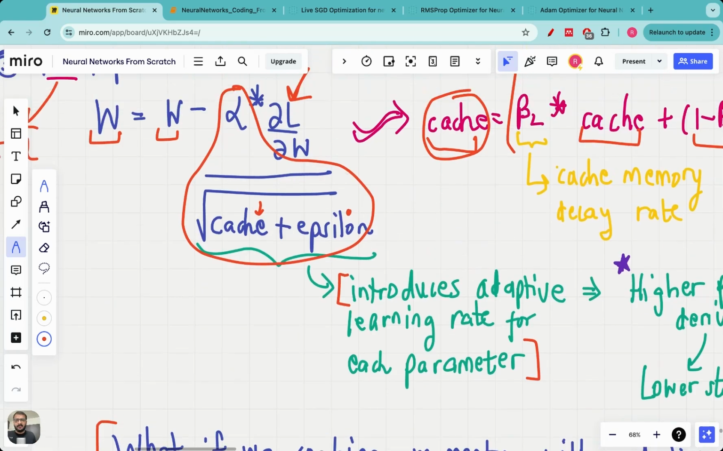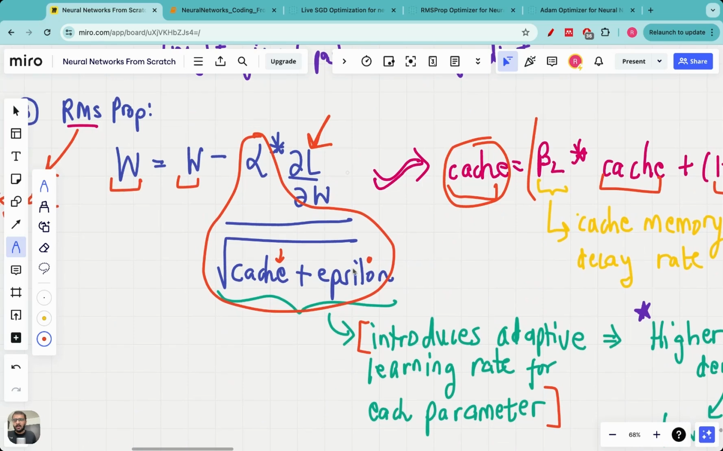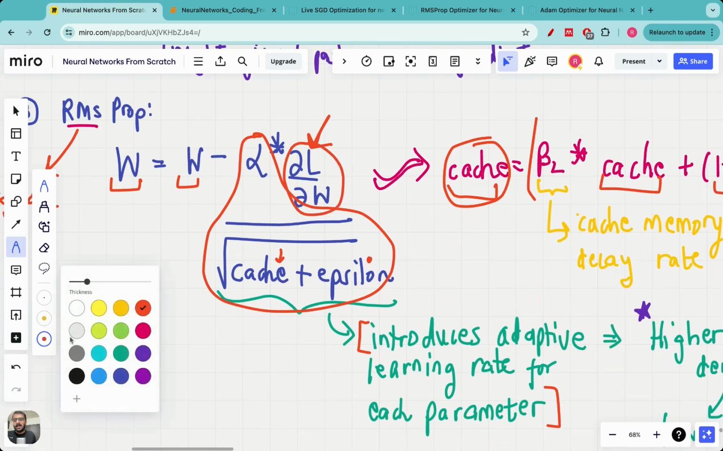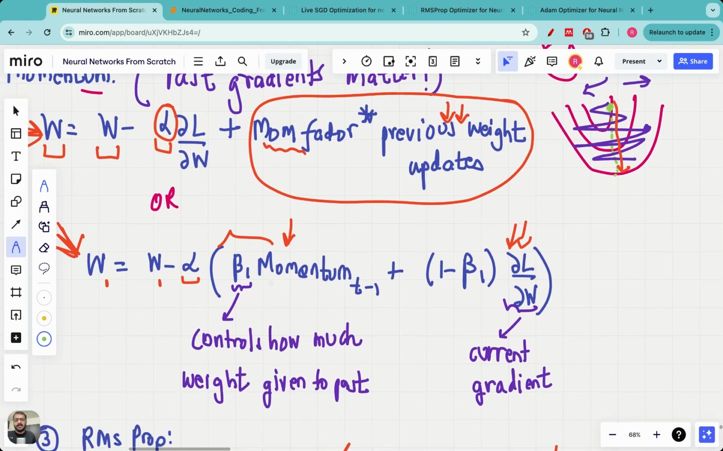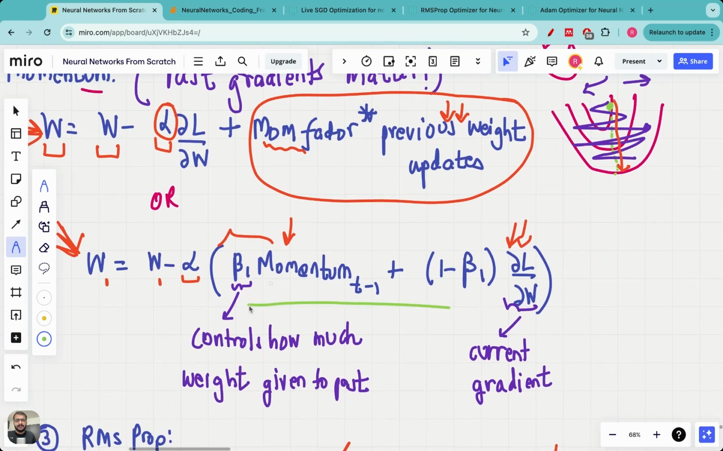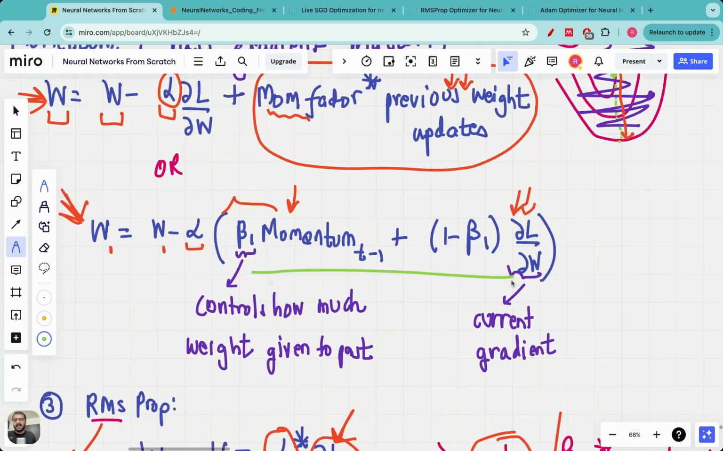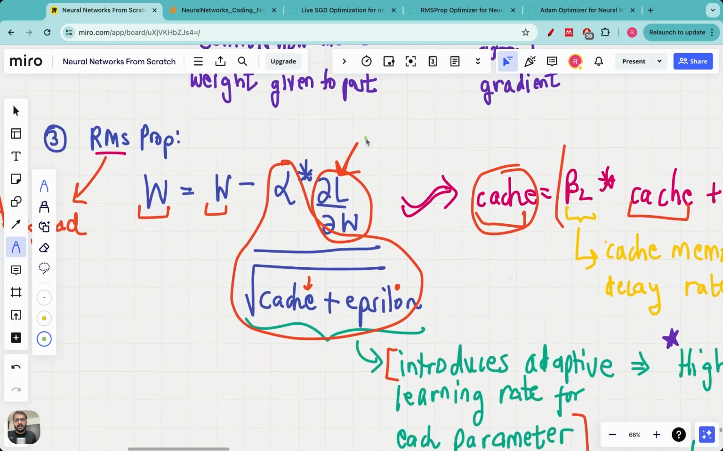Let me reframe this differently. Let's look at this particular formula here. We are using adaptive learning rates, but here we are only looking at the current gradient value. So the main idea of Adam is: what if this term, which is the partial derivative of loss with respect to weight in the current iteration, is replaced by this term which was used in the momentum?